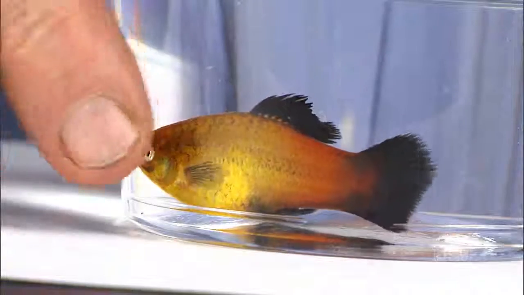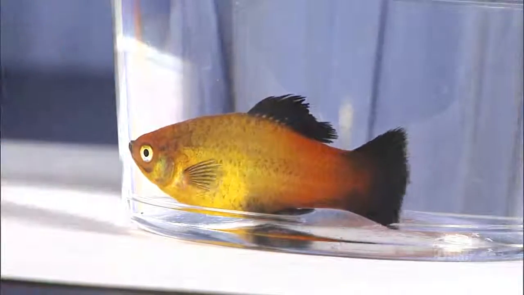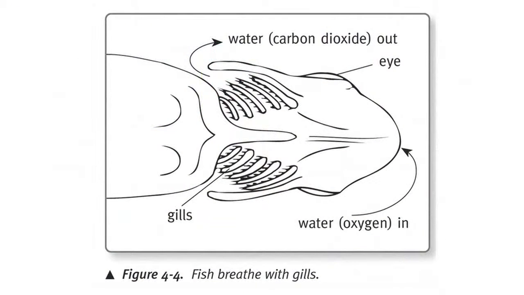Next, have students locate the gills on both sides of the platy's head. Ask students, what do you think the gills are for? Explain that fish breathe through gills. A fish sucks in water through its mouth and pushes it out through its gills. As water passes over the gills, they remove oxygen from the water.